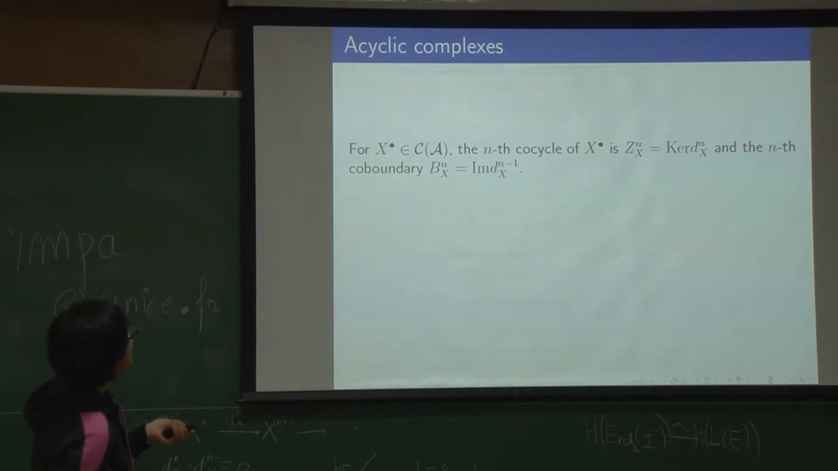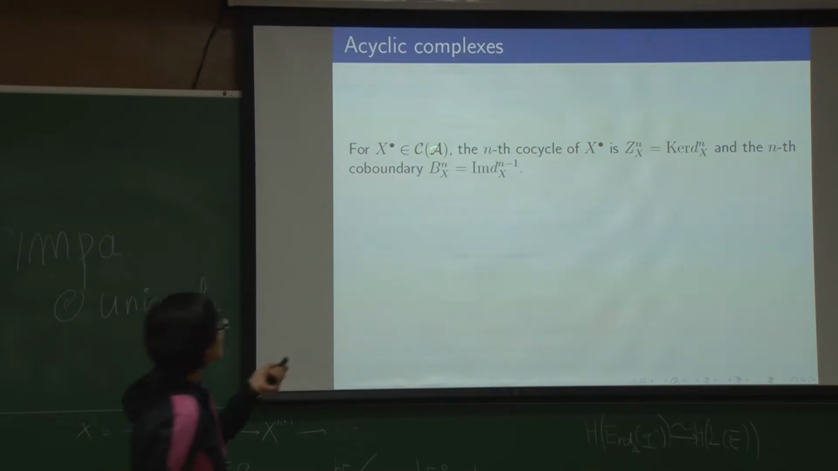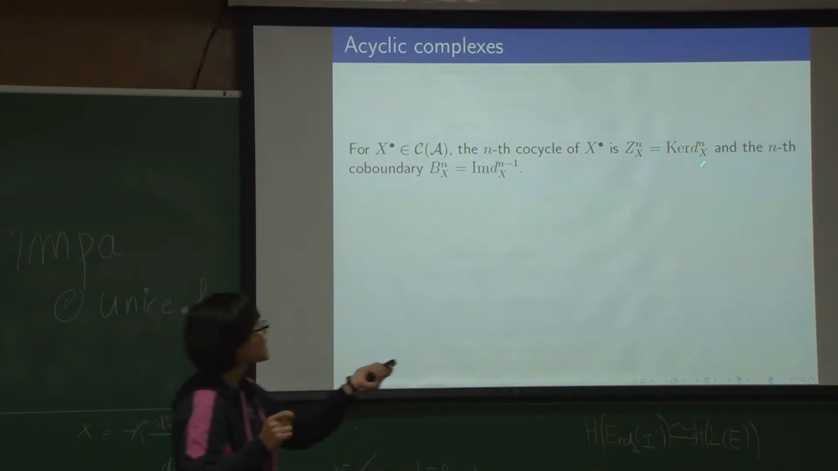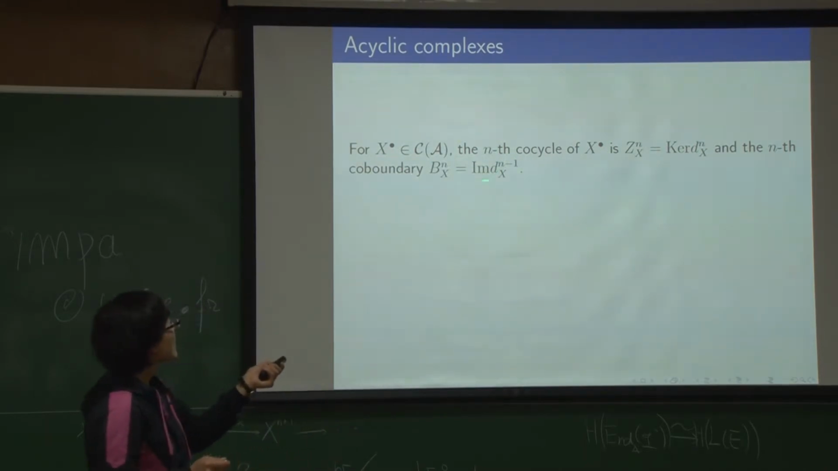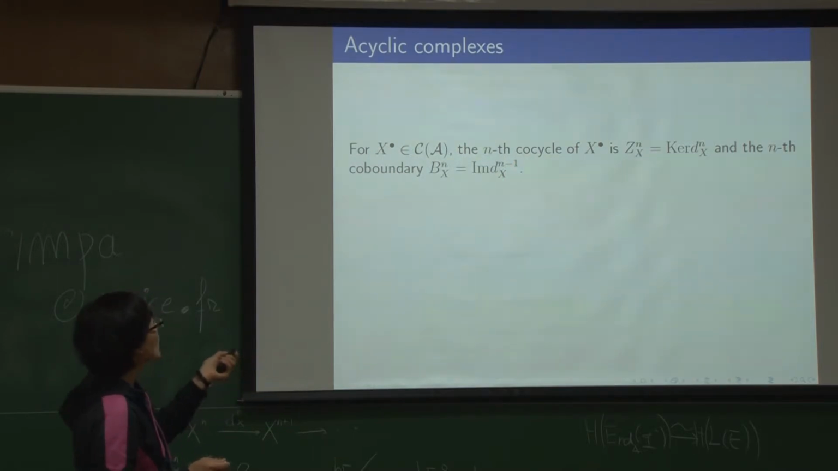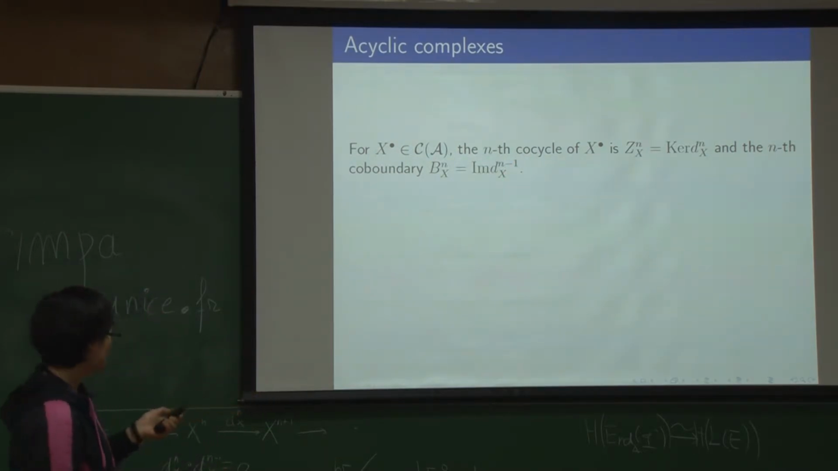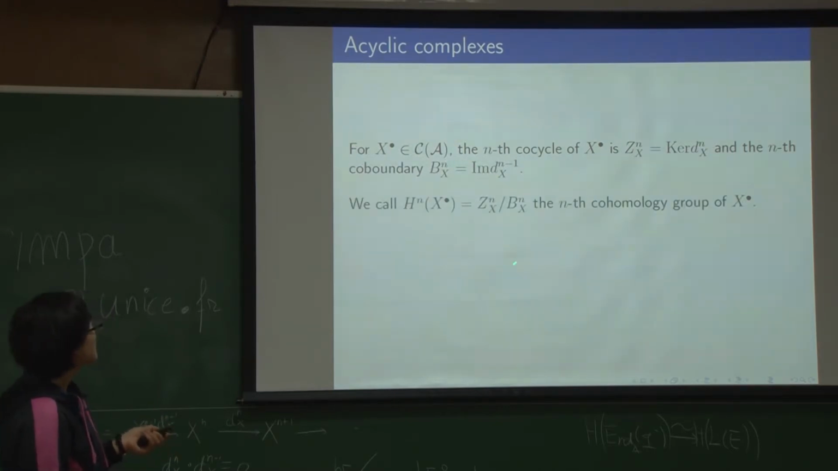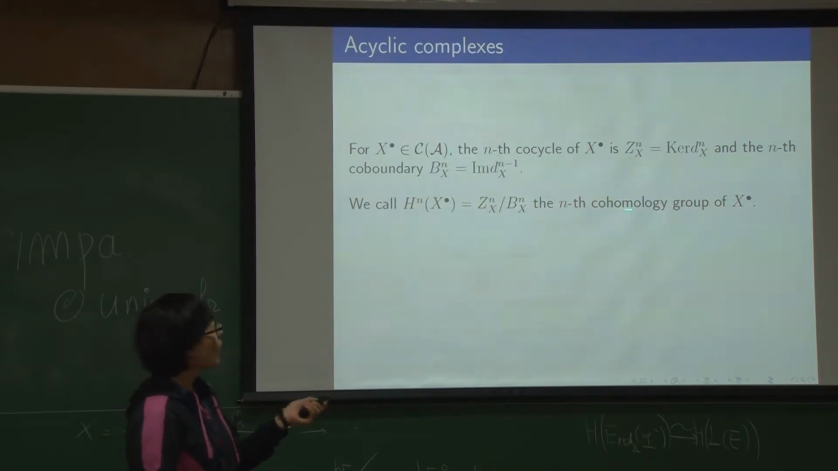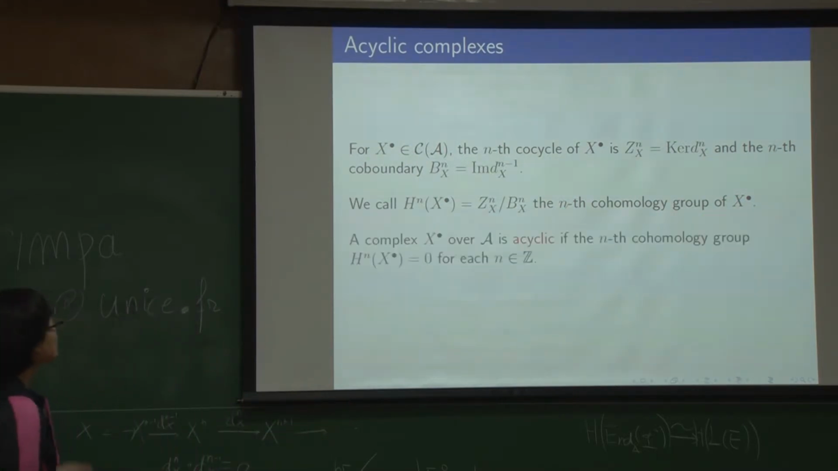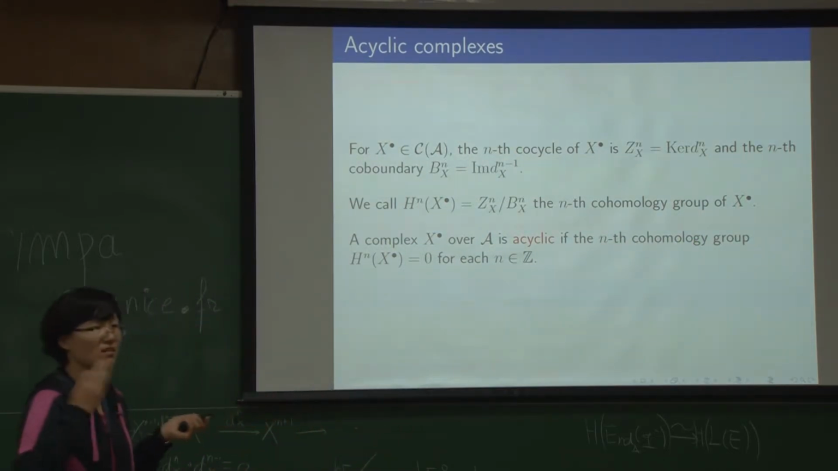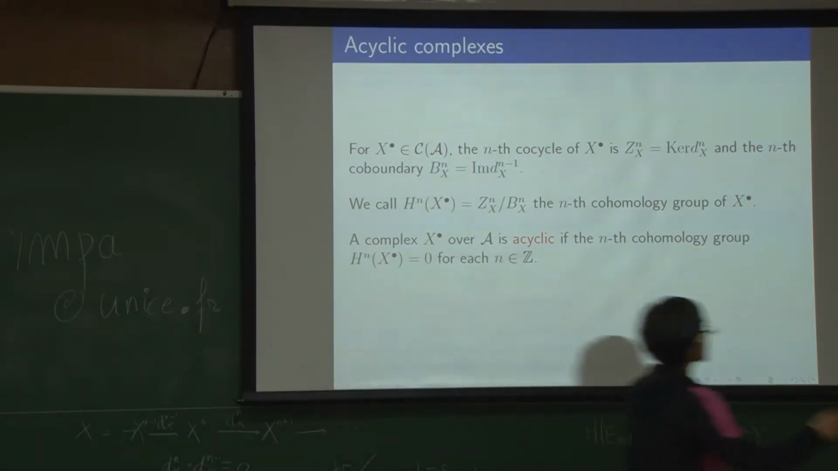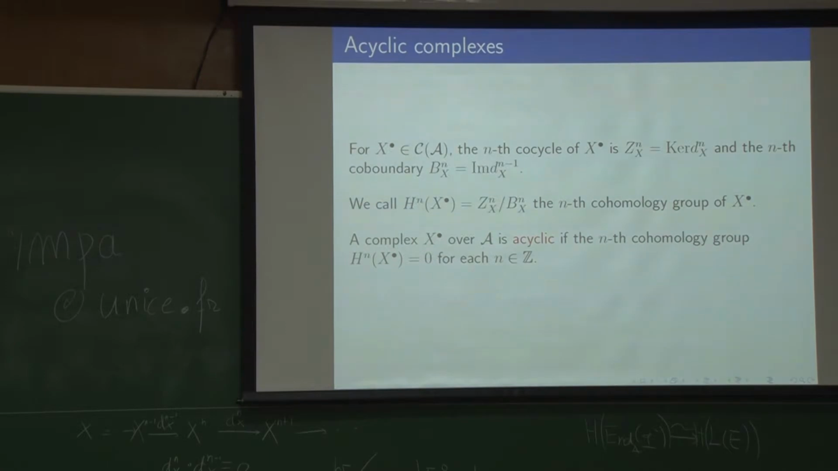So now let's give the definition of acyclic complexes. For a complex, we call the kernel of d^n_X the nth cocycle of X, and we call the image of d^{n-1} the nth coboundary of this complex. We call this quotient the nth cohomological group of X. If for a complex X all these cohomological groups are 0, then we call it acyclic. That means for this complex, the kernel of each of these maps is exactly the image of the previous map.